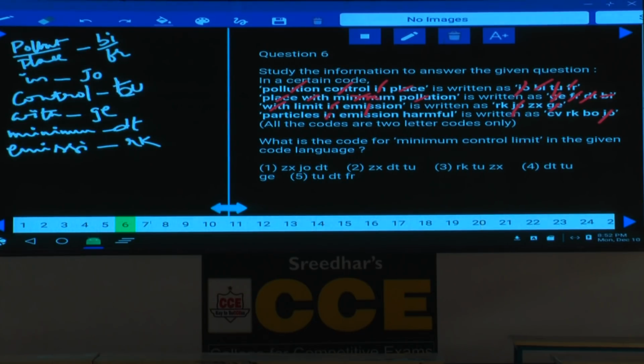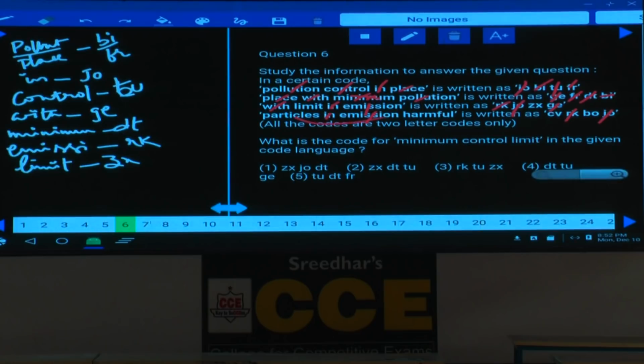If emission is RK, then what is left over between these two? Limit is left over, that is ZX. Limit is what? Limit is ZX. If limit is ZX, then what is the other thing left over here? Now emission is completed, RK.